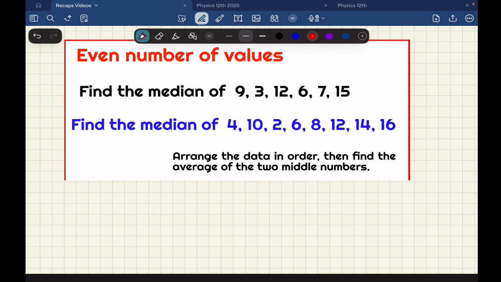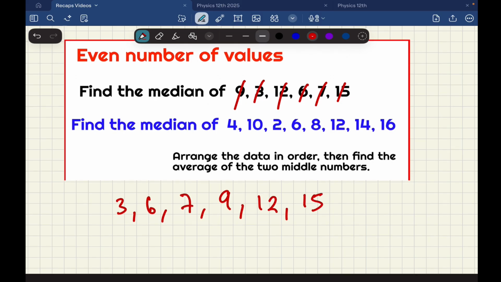So first we need to change the order, so we can start with the number 3, 6, 7, 9, 12, what else, 15. Okay, this is the first step.